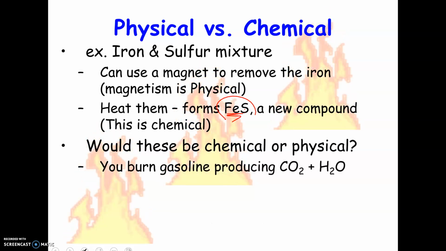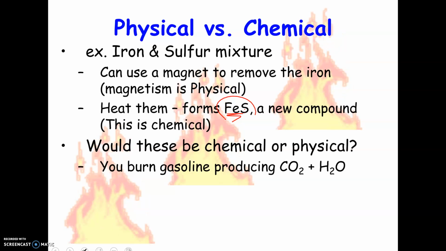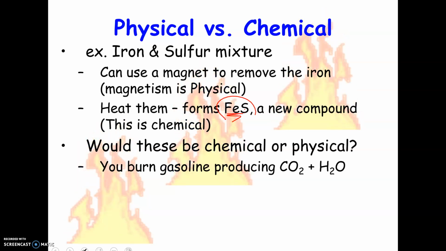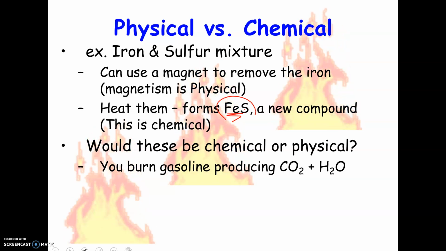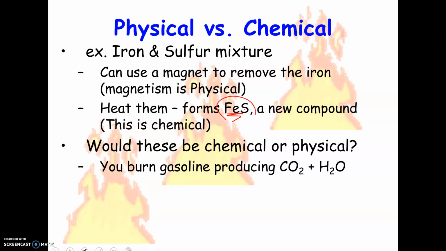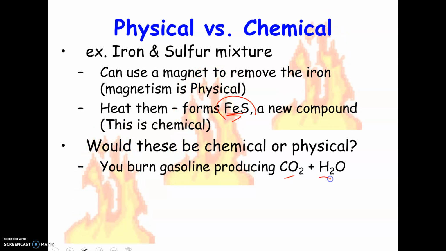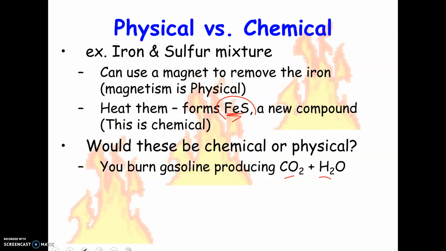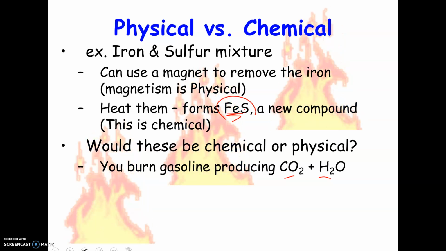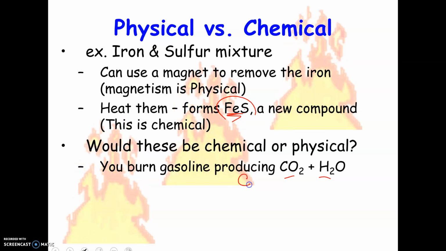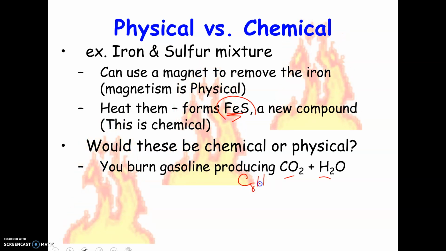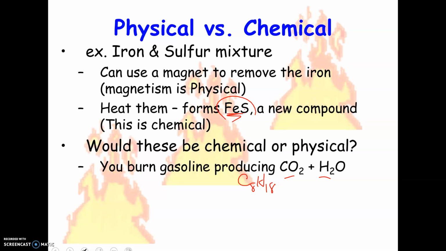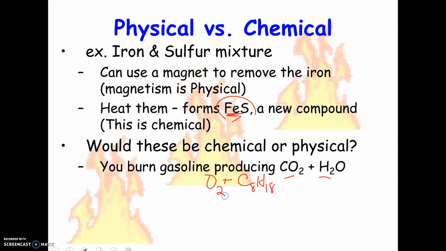So if I burn gasoline, this is chemical. I literally am putting it through a chemical reaction where that gasoline breaks down into carbon dioxide and water. I've rearranged the atoms of gasoline and the gasoline is gone. The atoms are still there, just to clarify. Octane, I think it's C8H18, and when you burn it, you're using oxygen.